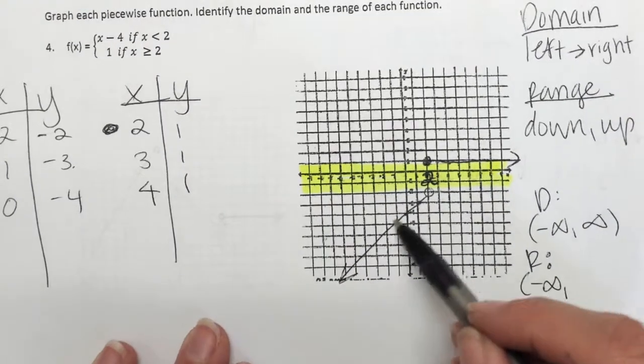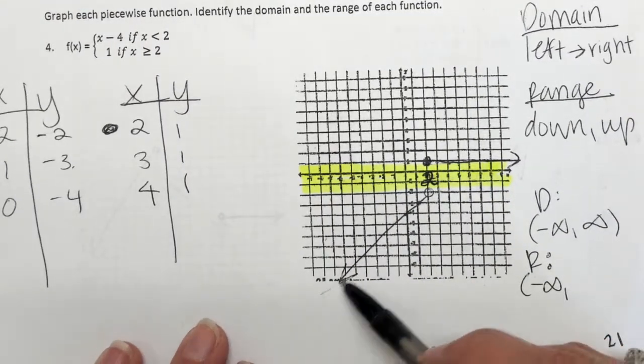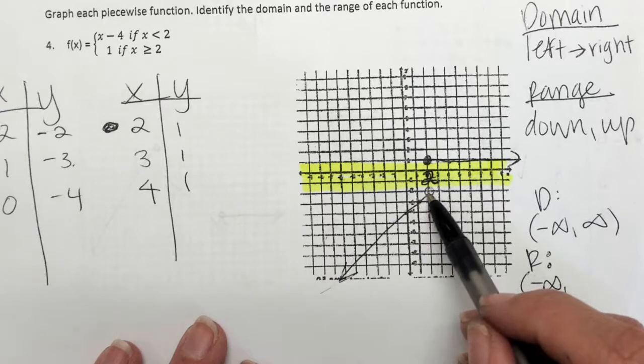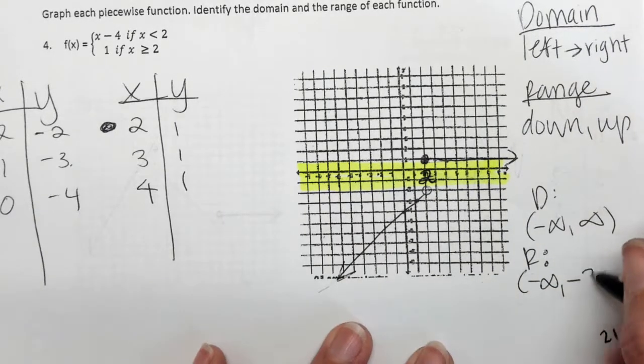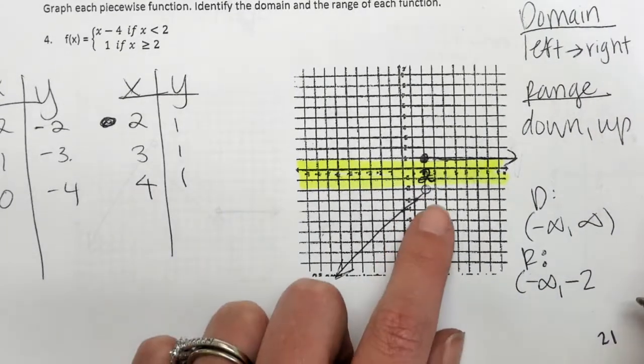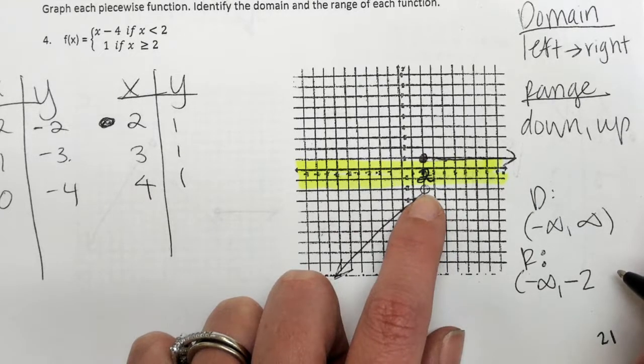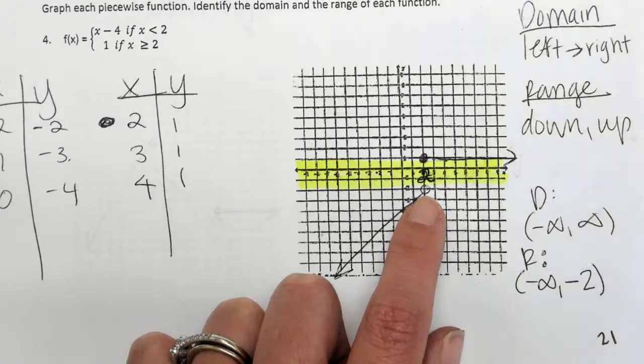So we described how low this piece goes. How high does this piece go? Where does it stop at? Not the X value, the Y value. Stops at -2. Very good. And will it get a parenthesis or bracket? Because it's a what? Open circle. Good.